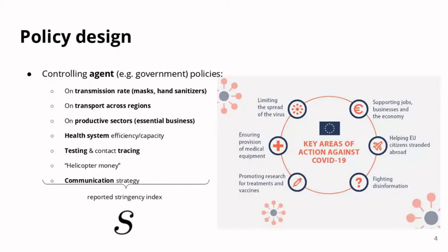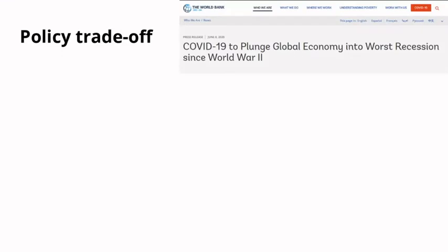And all of these measures are summarized by this stringency index that has been developed, for example, at Oxford University. They summarize all the measures taken by the countries as a number from 0 to 100, where 100 is the maximum stringency and the country is basically stopped during that time. So this stringency comes, of course, with a trade-off in the economy.